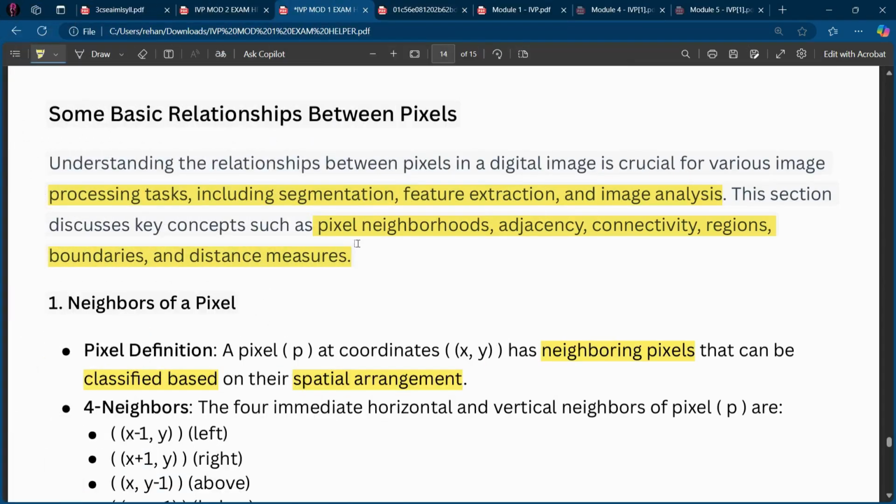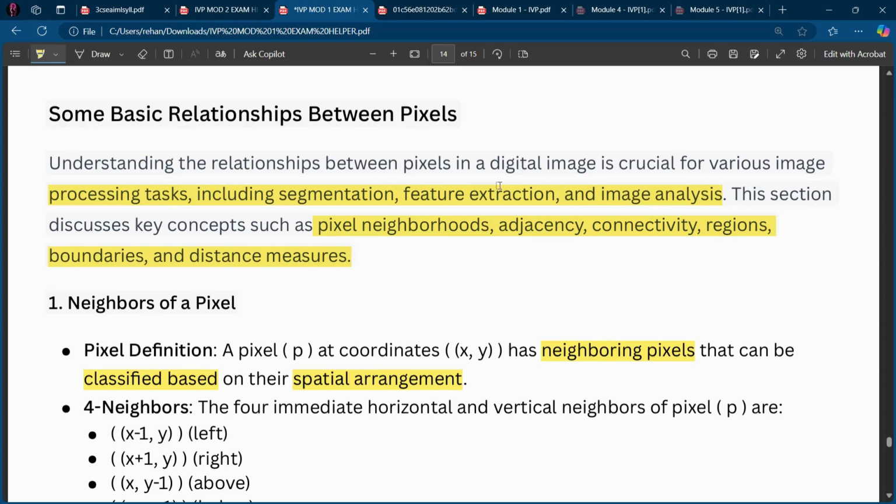In this concept, the relationship we have to talk about is only about neighborhood, adjacency, and distance. First we'll talk about some basic relationships. Understanding pixels in a digital image is crucial for various image processing tasks, including segmentation, feature extraction, and image analysis. For all, it is important. This section discusses the key concepts of pixel neighborhood, adjacency, connectivity, regions, boundaries, and distance measures.